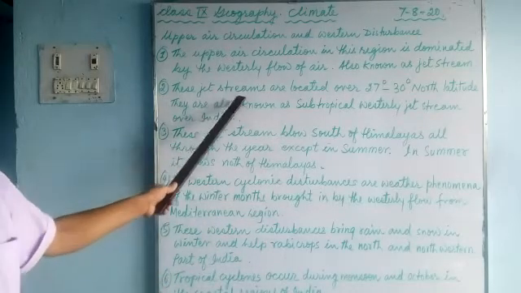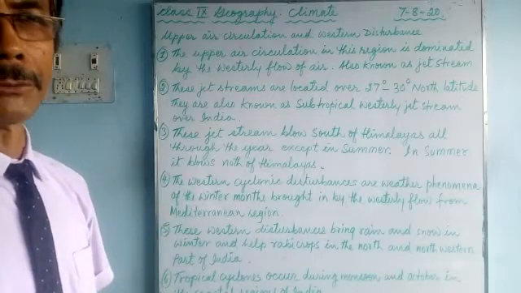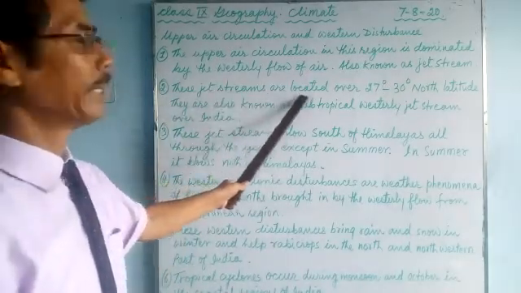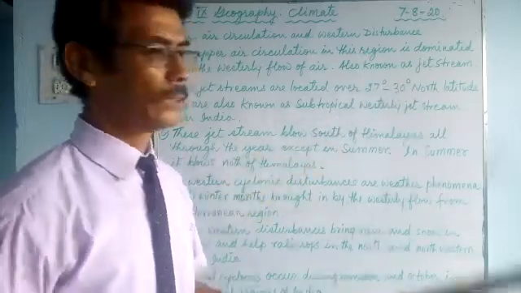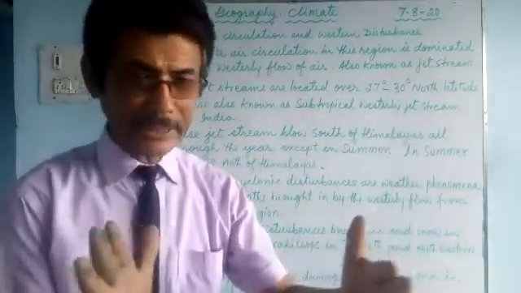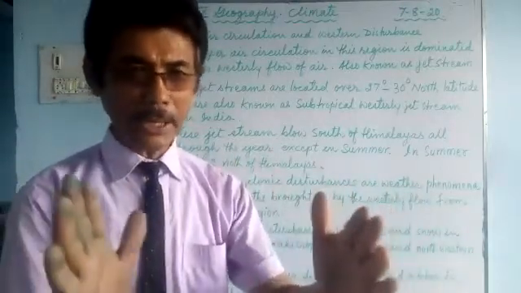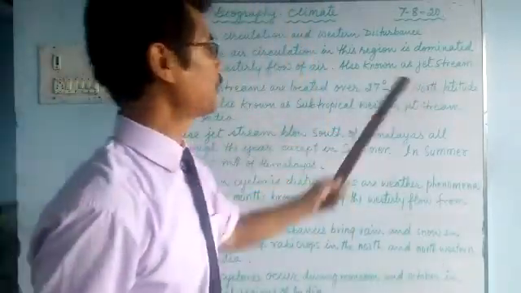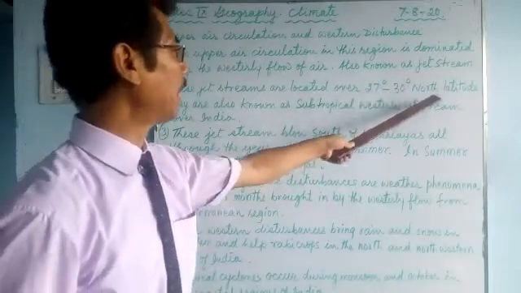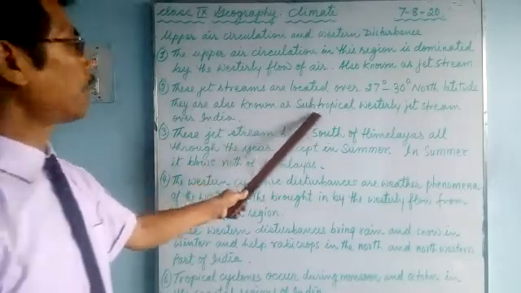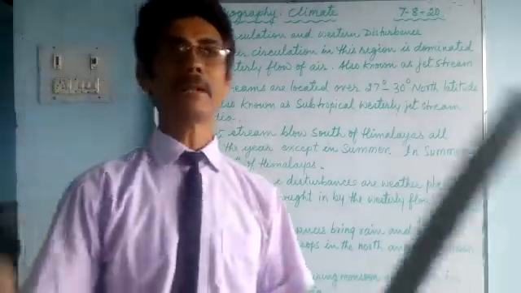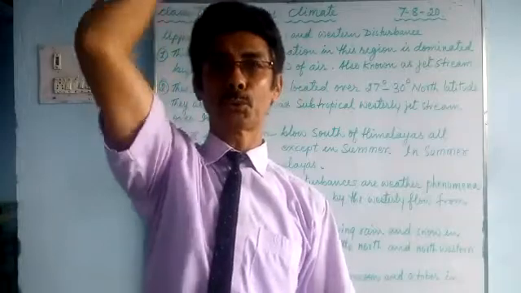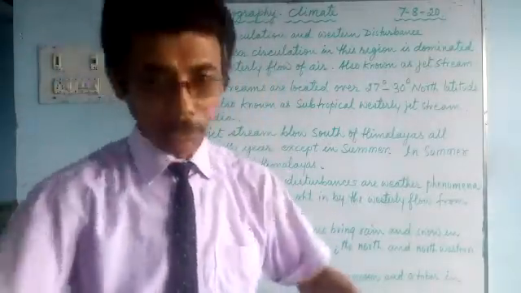These jet streams, where will you find them, in which latitude? These jet streams are located over 27 degrees north to 30 degrees north latitude. So they are also known as the subtropical westerly jet stream. Just above the northern plains of India, high up in the sky, the wind blows very strongly and very fast, but not on the ground.